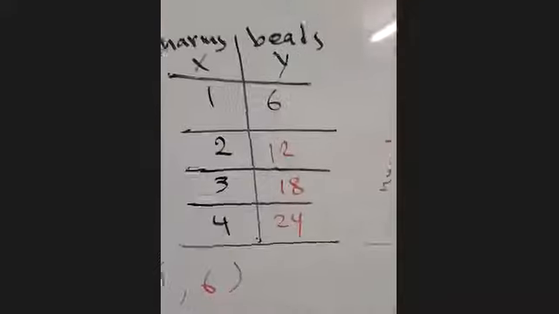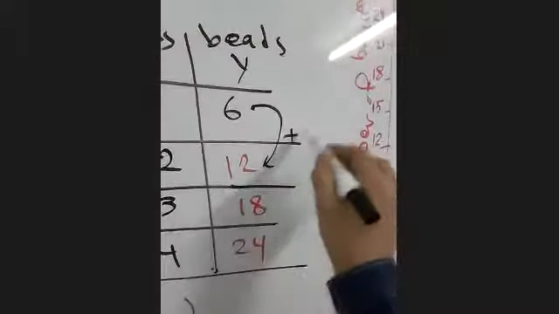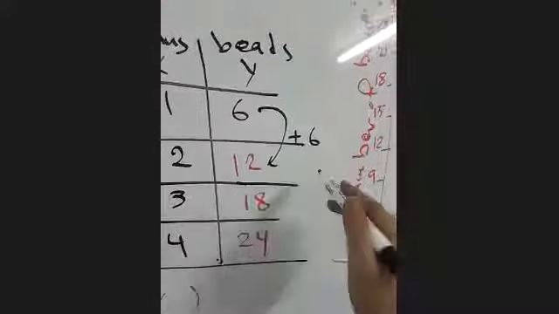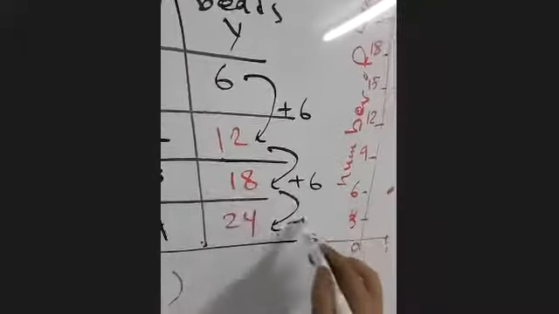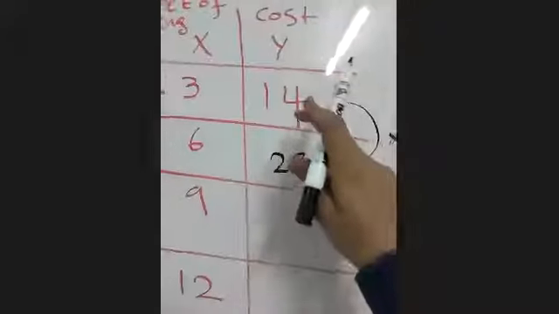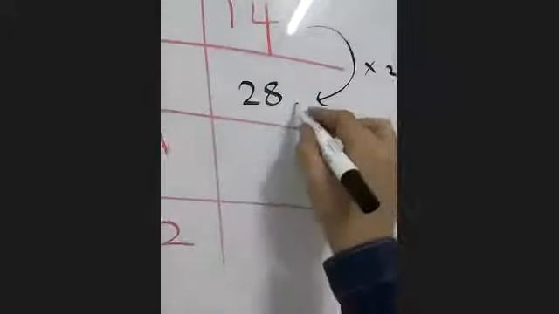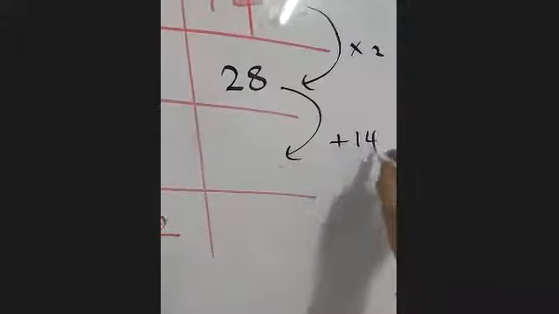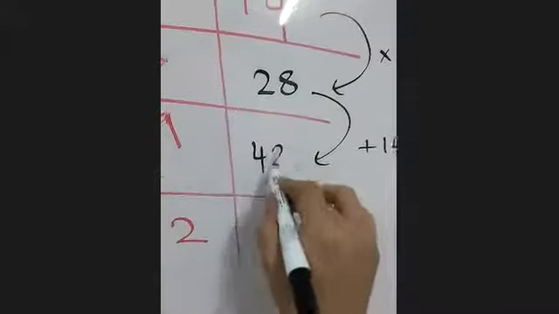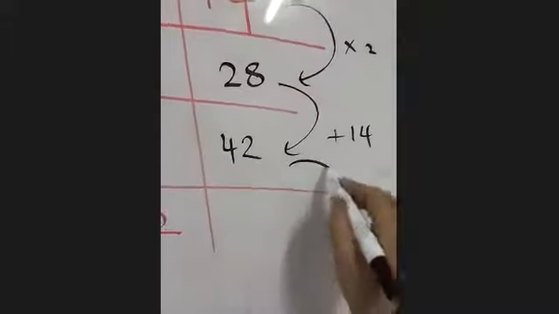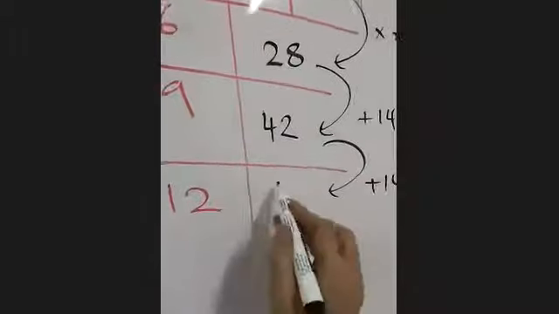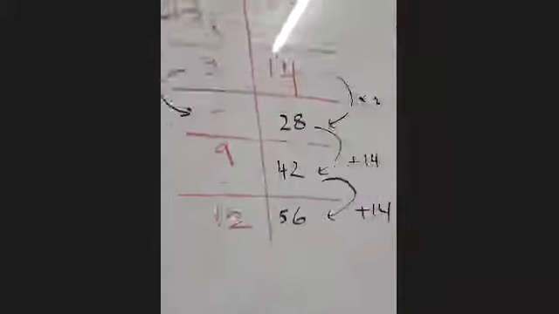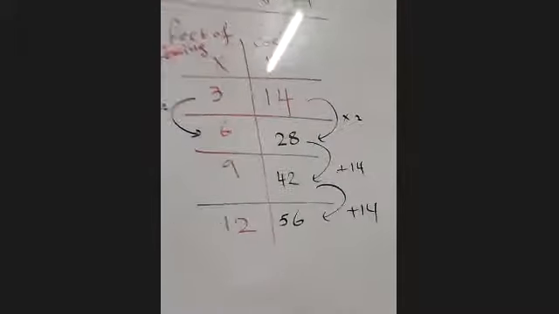Guys, look here. Let's go back. 6 plus 6 is 12, plus 6 is 18, plus 6 is 24. I'll do the same here: 14 plus 14 is 28, plus 14 is 42, plus 14 is 56. This is how we fill the table, okay?